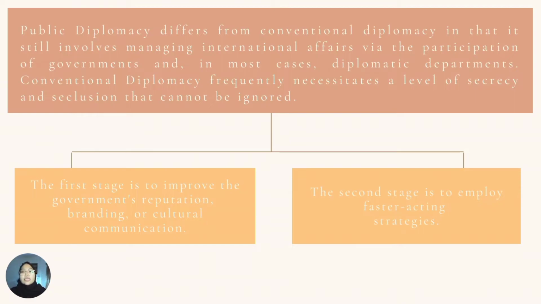Because of this, public diplomacy is divided into two stages. The first stage is to improve the government's reputation, branding, and cultural communication. The second stage is to employ faster-acting strategies. As for the first stage example, America employed public diplomacy to convince Europeans that democracy and capitalism were preferable to the Soviet alternative during the Cold War.